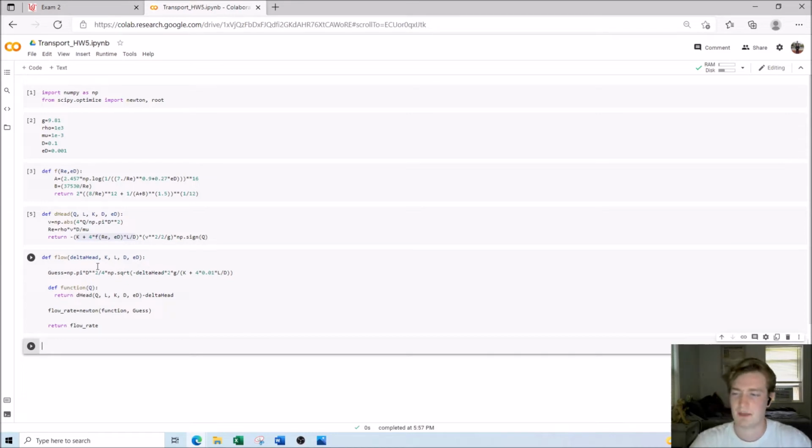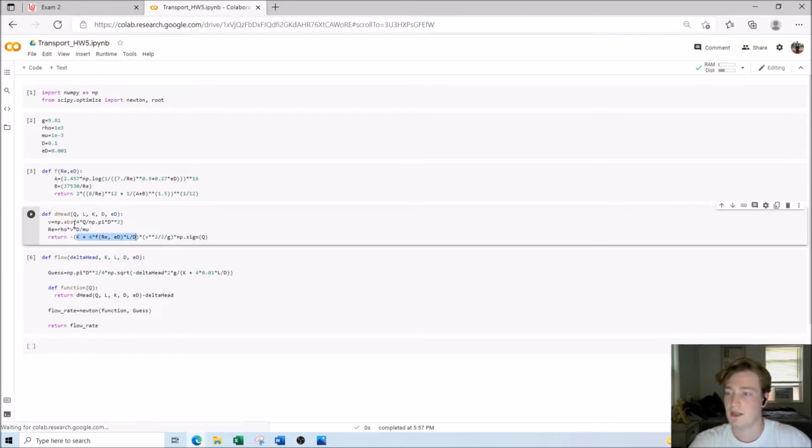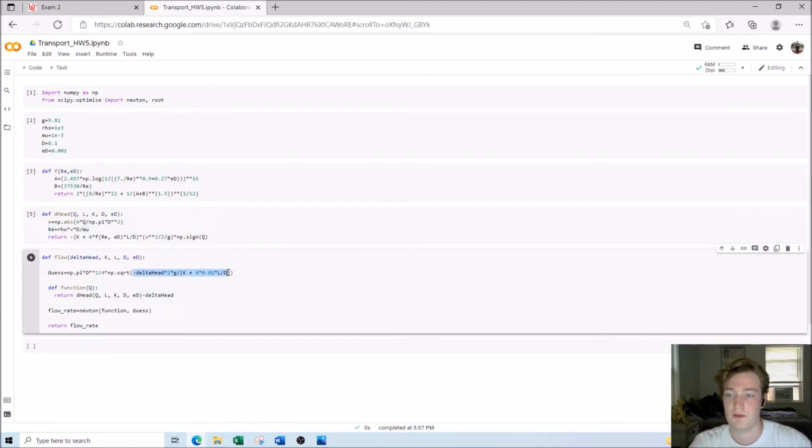We actually see something wrong here. Similar to what we saw up here, this Reynolds number had to be a positive number. So does everything underneath the square root, because we're not dealing with imaginary numbers, so everything under a square root has to be positive. And this delta head has this negative sign in front of it. So what do we want to do? We want to take the absolute value.